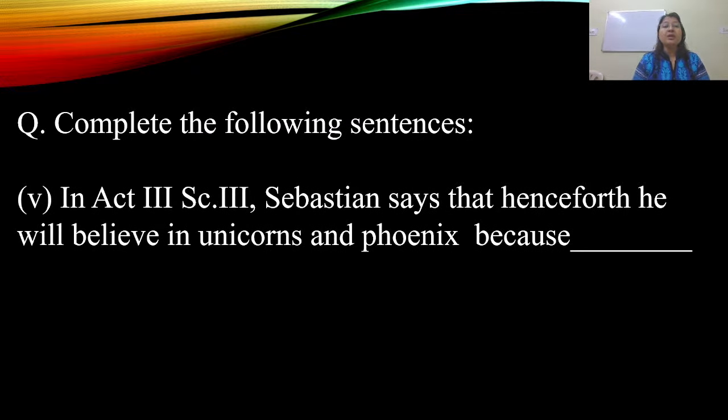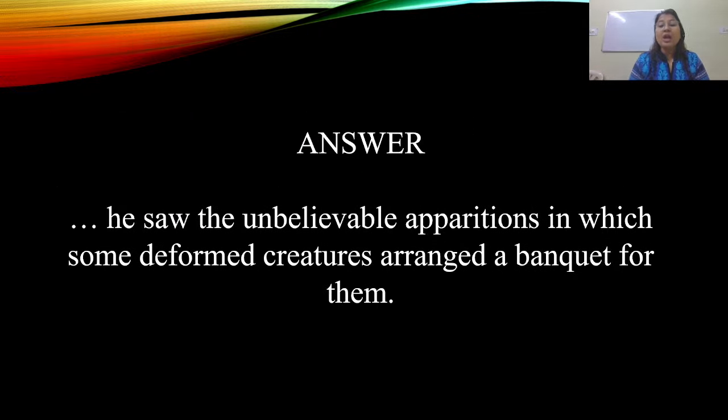Okay. Next, complete the following sentence again. In Act 3, Scene 3, Sebastian says that henceforth he will believe in unicorns and phoenix. When does it happen? It happens in the banquet scene. Yes. So why does he say so, that he will believe in unicorns and phoenix? Because he saw the unbelievable apparitions in which some deformed creatures arranged a banquet for them. So this is something which was unbelievable for him. So all other unbelievable things like unicorns and phoenix, he said that from now he'll start believing them.